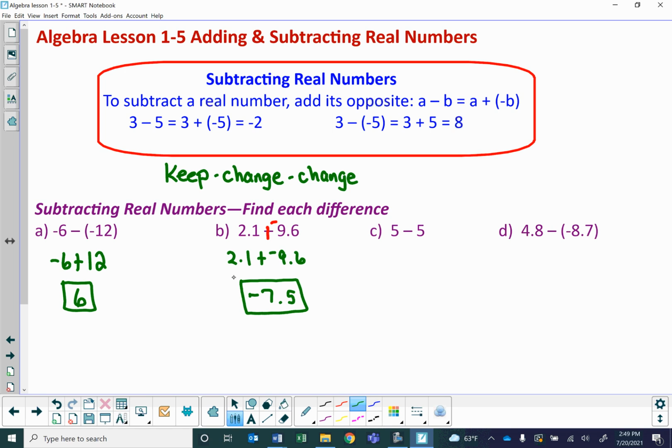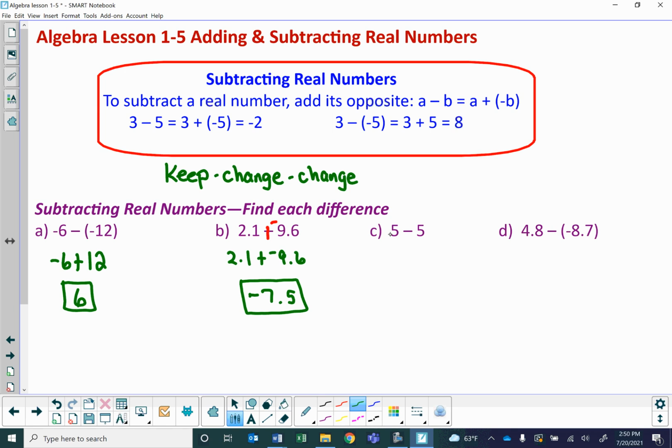We're thinking in terms of money. I have $2.10. I want to buy something that's $9.60. How short am I? How much money must I earn from somebody else to be able to buy what I want? $7.50. Letter C here, 5 minus 5.